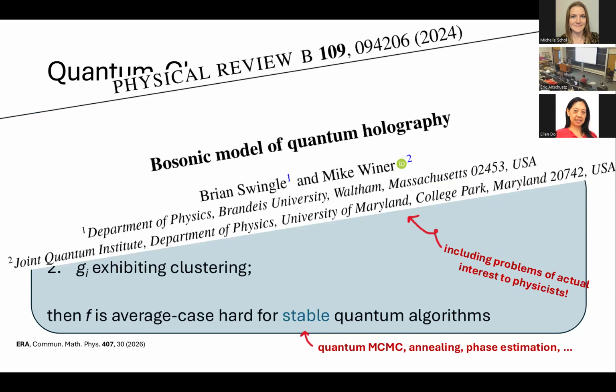And unfortunately for physicists interested in this kind of thing, it includes problems that are actually interesting to physicists. These bosonic models of holography, if you're interested in high energy physics, you know what this means. If not, it's okay. At any rate, some very interesting quantum models have this property where we want to do some optimization problem, but it turns out it has these structural features that make it hard for quantum algorithms.